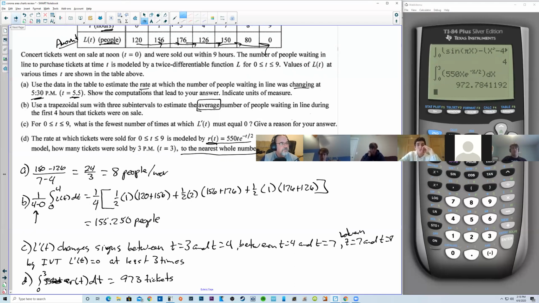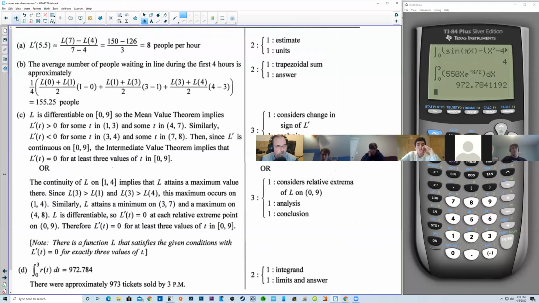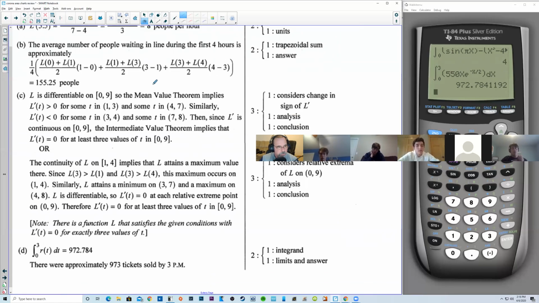All right. Here's the rubric. Nice to see how the points break down. Pretty straightforward on this one, actually, except for maybe letter C. There's a ton that they write, but what I wrote I think would be just fine. And then 973 tickets down here. Limits and answer. Limits is 0 to 3.